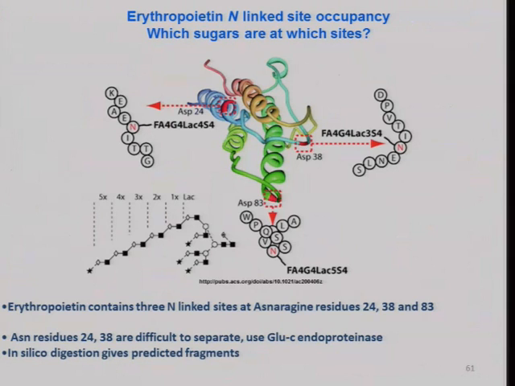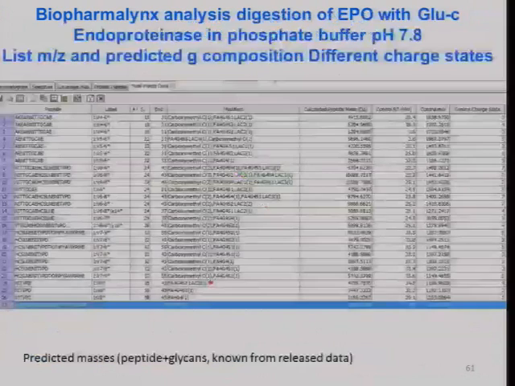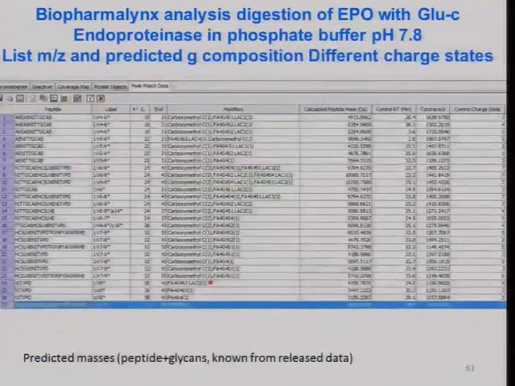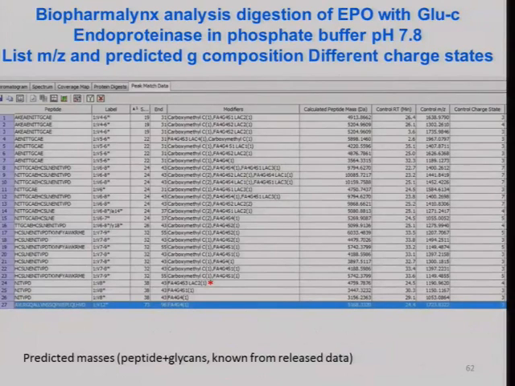And since these are quite difficult to separate, we usually use Glu-C endoproteinase. And then we go into Biopharma Finder, and we can find the glycopeptides. So on the LC that we use, after we've done the tryptic digest, the glycopeptides tend to separate in the same region of the profile.